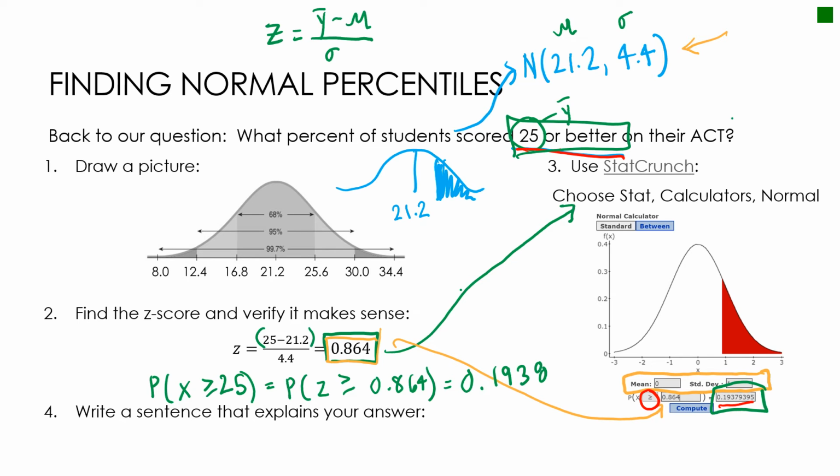So again, this is called a p-value, and we will get into that in much more detail once we get to inference, but this is a good introduction. We always want to write a sentence that talks about what our answer means, and so in this case my answer means about 19.4% of students at Iowa State University scored 25 or better on the ACT. So again, that came from my 0.1938. I moved it 2 places and rounded.